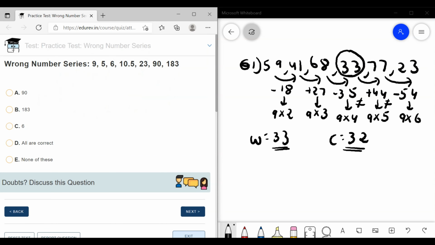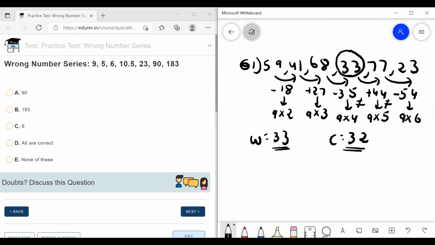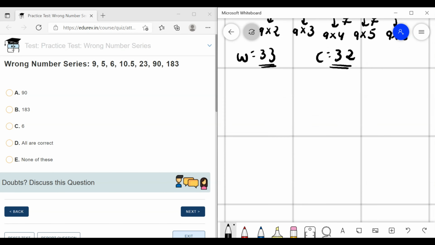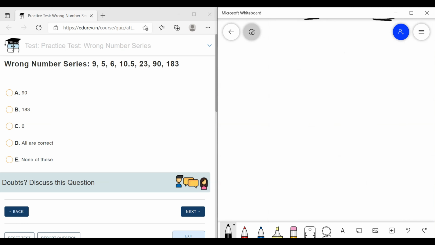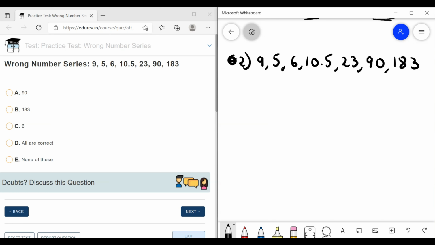Now for the next question, we can clearly see that here the series is again forming a pattern. So let's try to find it. For question number 2, we have 9, 5, 6, 10.5, 23, 90 and 183.